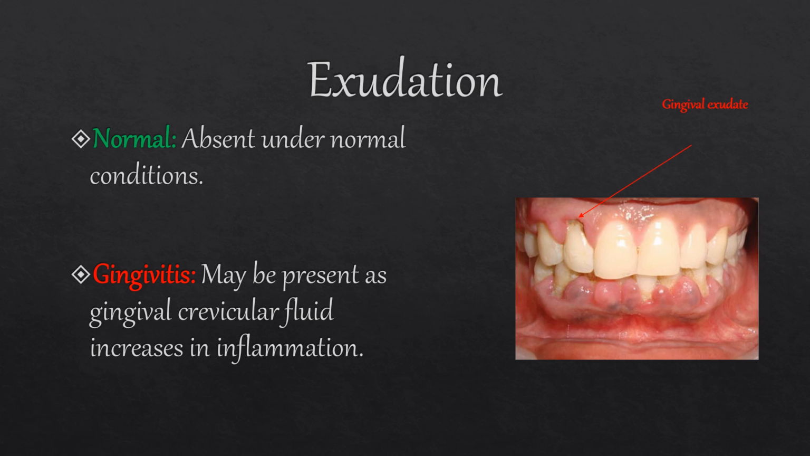Exudation. In normal gingiva, exudation is absent, whereas in inflamed gingiva, exudation may be present as there is increased flow of the GCF, and also there is a lot of interaction between the inflammatory cells which are present in the GCF and the microorganisms which are present in the gingival sulcus. These interactions may lead to a formation of exudation because of the dead cells as well as dead microorganisms and their products.